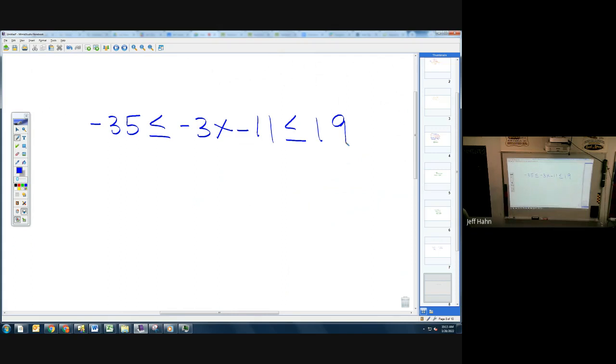Is this an OR? What word does it say? OR or AND? Neither. Do you see the word OR there? If you don't see the word OR, it's going to be an AND.